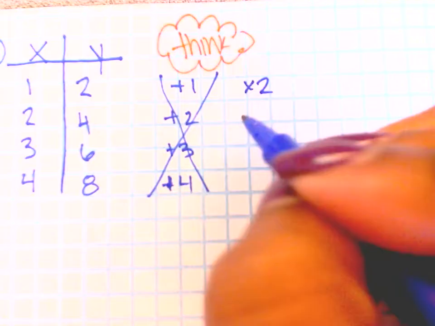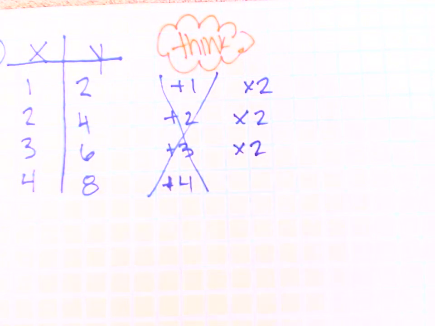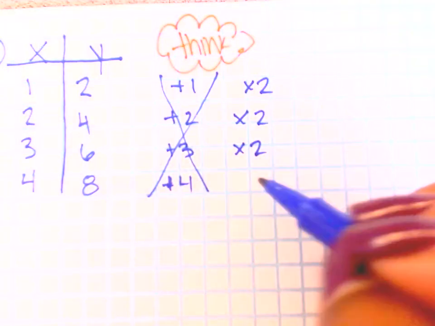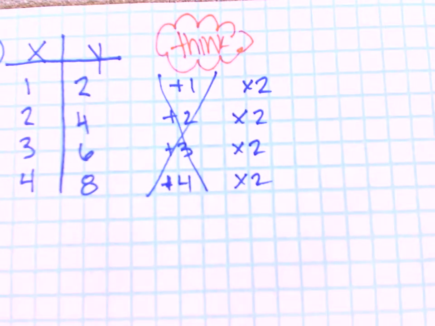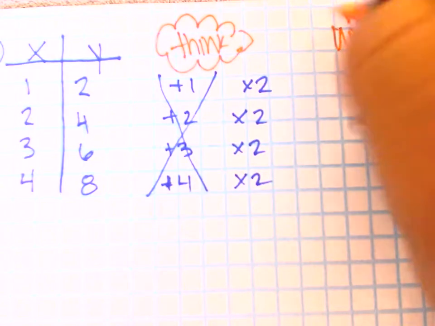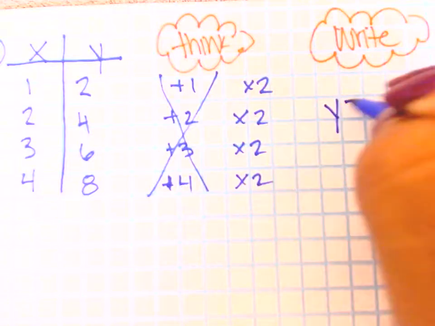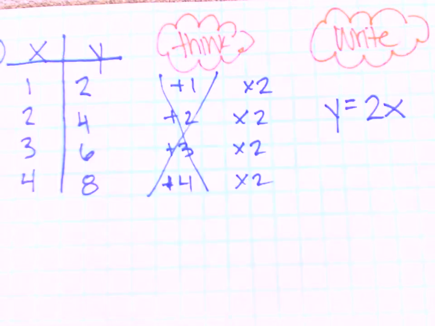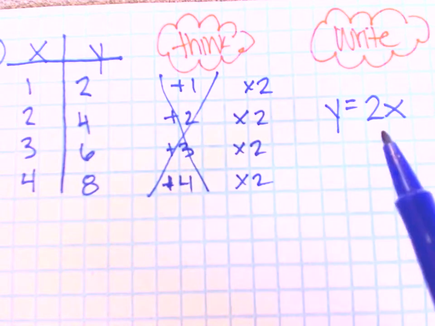Let me think something different. Let's see. 1 times 2 is 2. 2 times 2 is 4. 3 times 2 is 6. And 4 times 2 is 8. I found it. That must be my rule. So then I'm going to write y is going to equal 2 times whatever x is, because that's what I just found out. It's times 2. So let's try it.